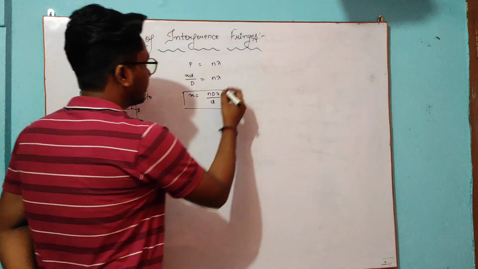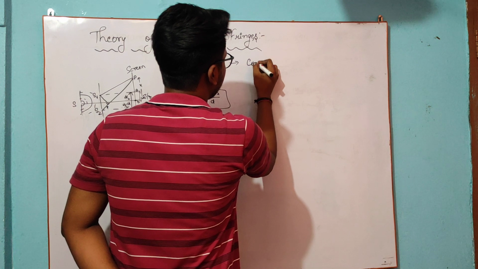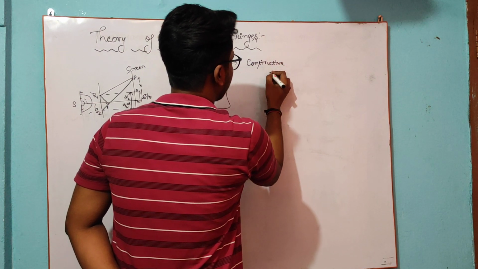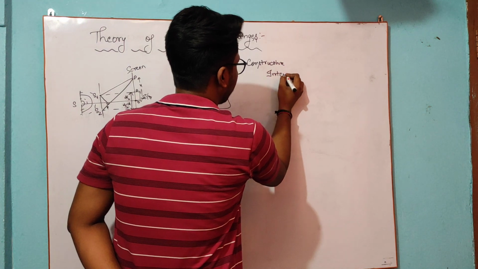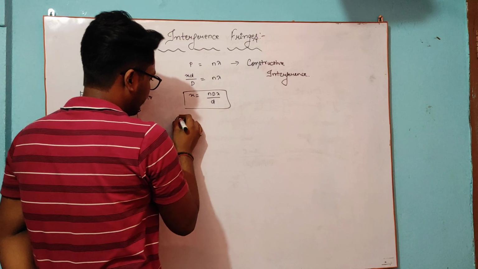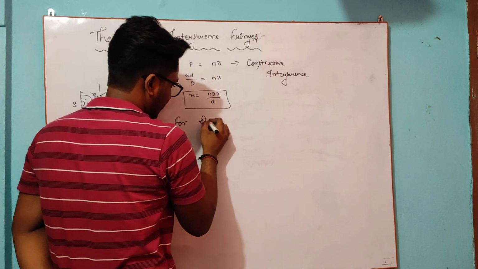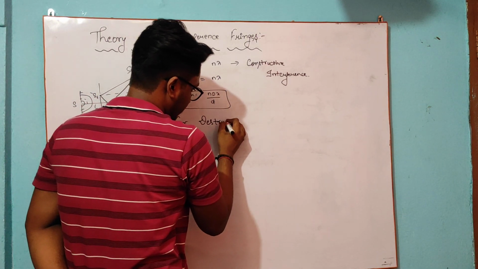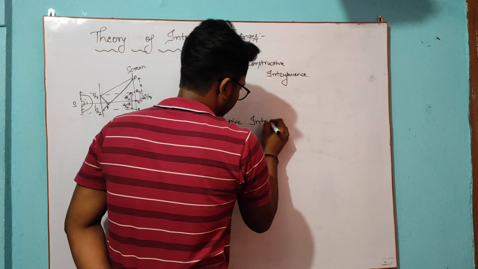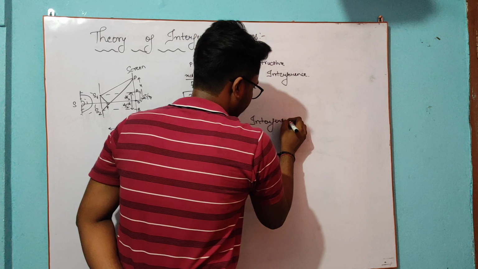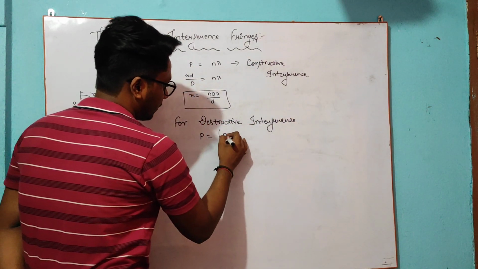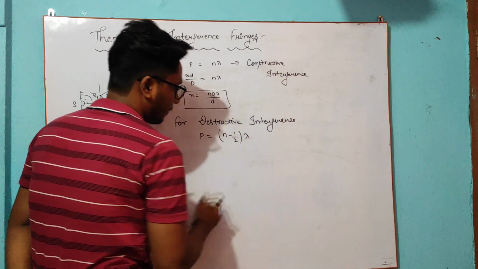But for destructive interference, what is the condition? The condition we just found is for constructive interference. For destructive interference, this path difference must be equal to (n minus 1/2) into lambda.